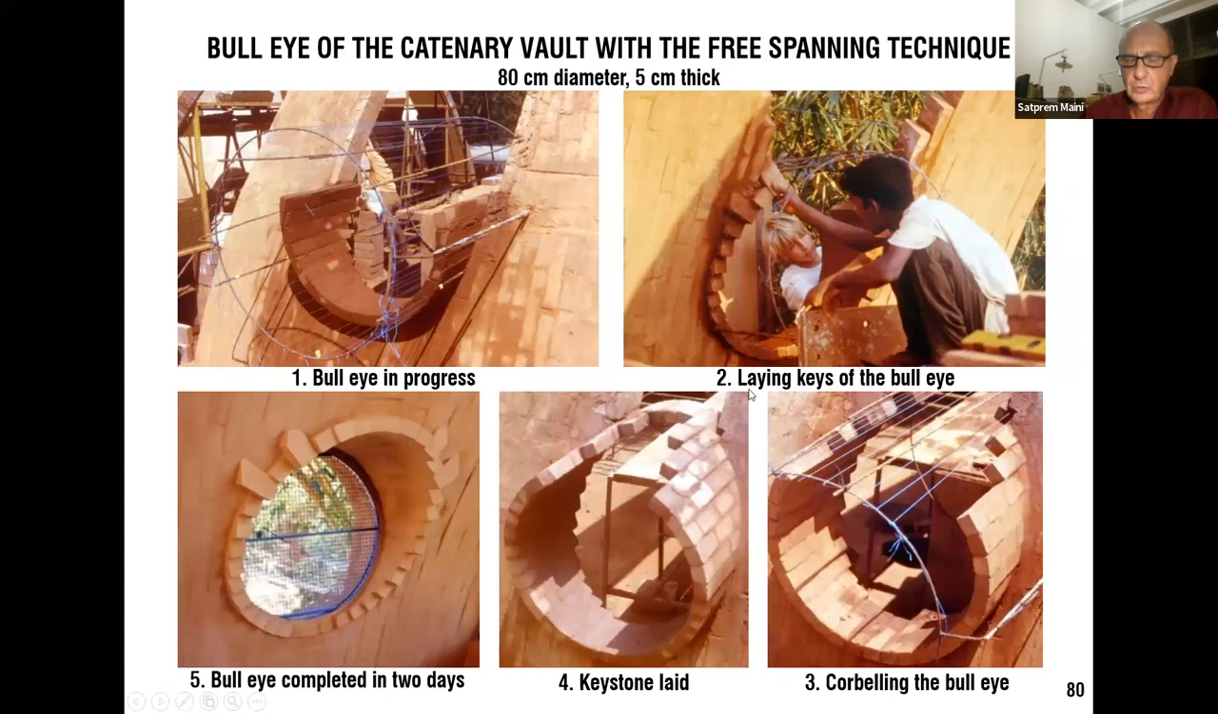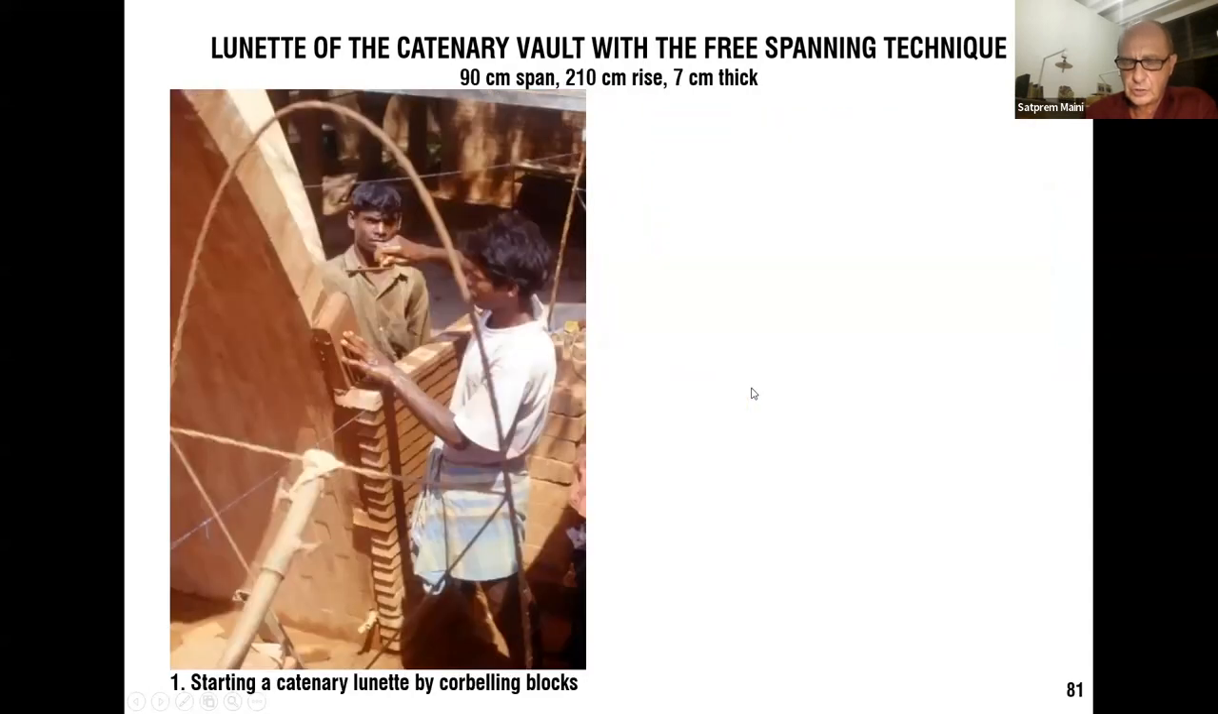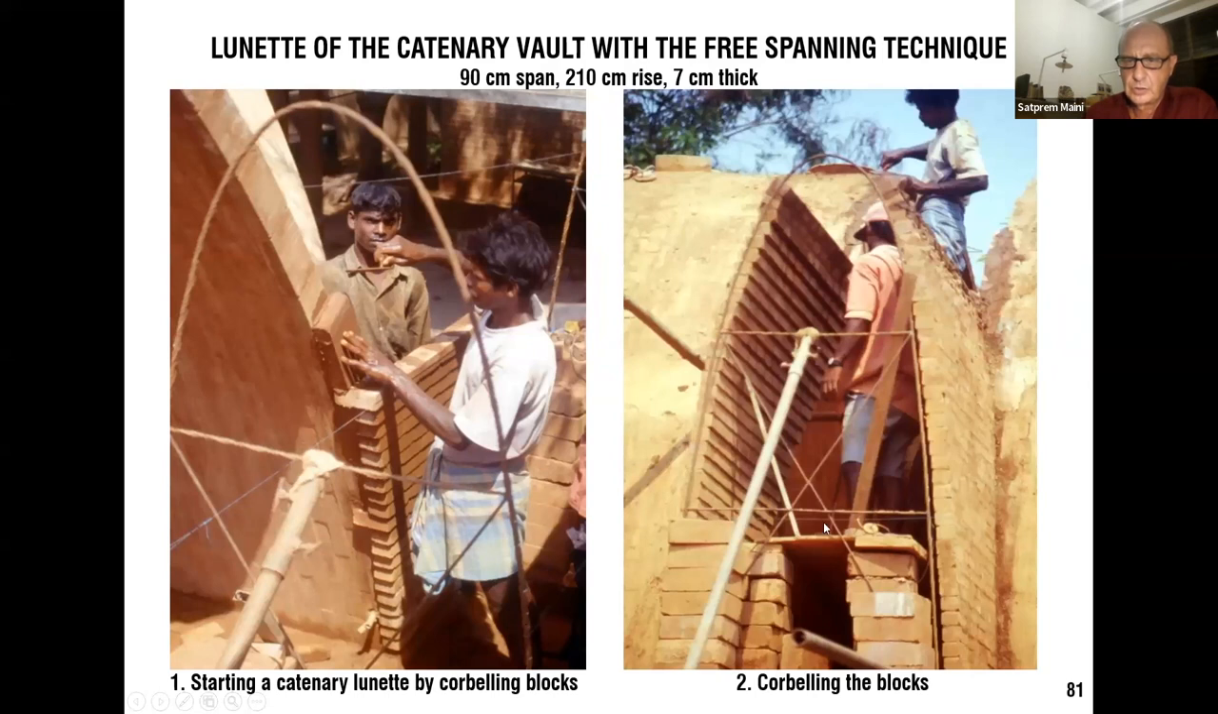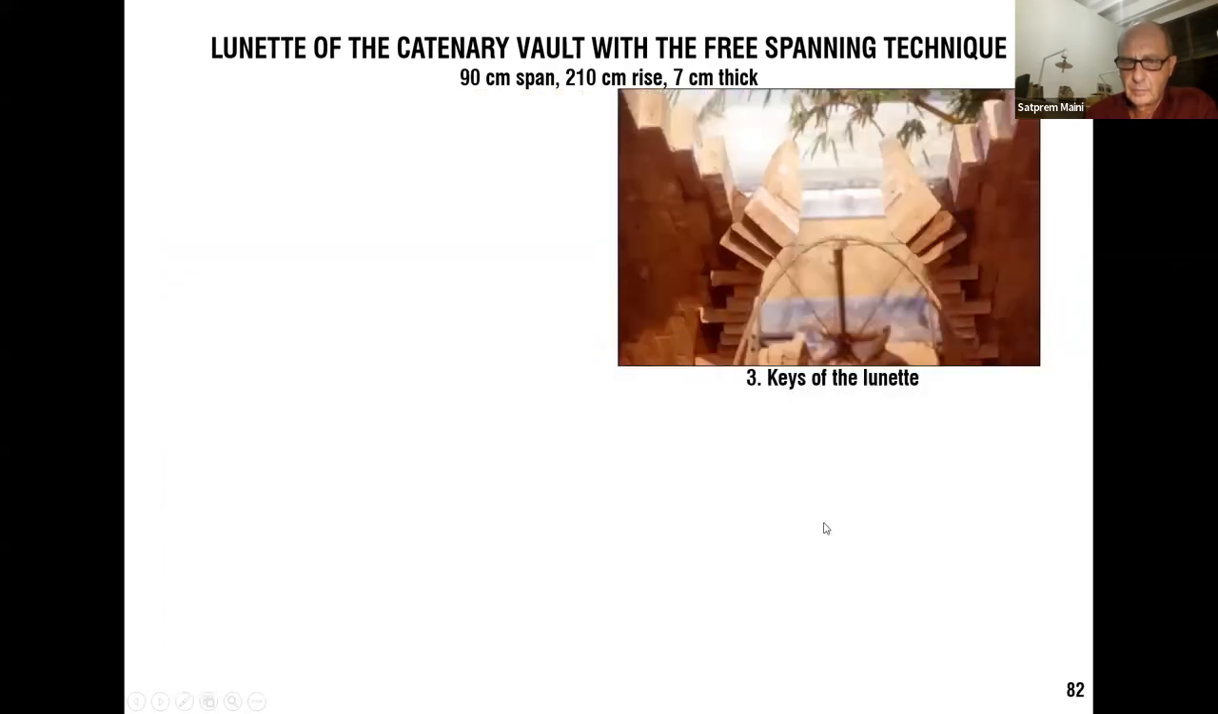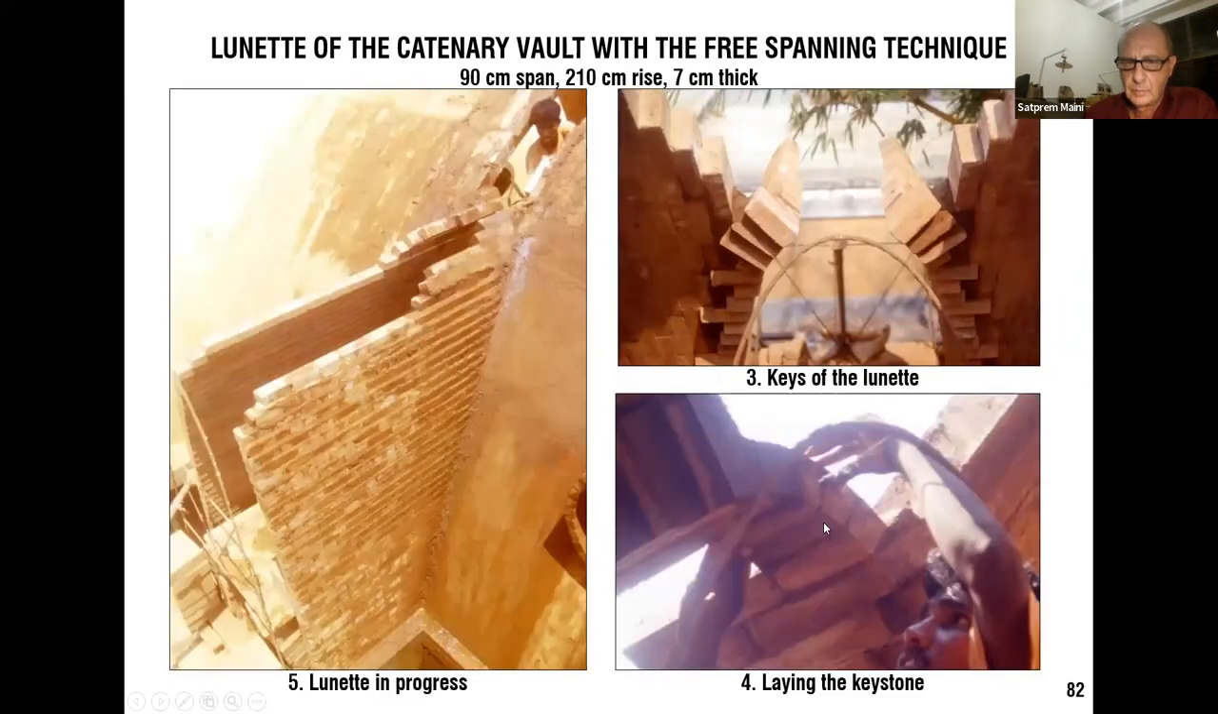Then we build a lunette. A lunette is a small vault crossing the main vault. So we have a template here to give the shape with a catenary shape. Blocks are horizontally laid with the cobbling system. We put a key here, cobble the blocks, put the keystone. And this is built in 3 days.